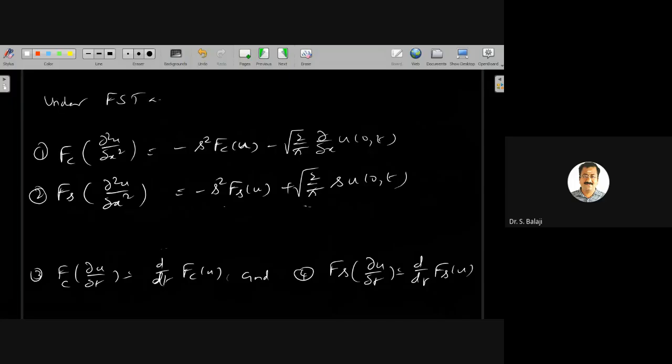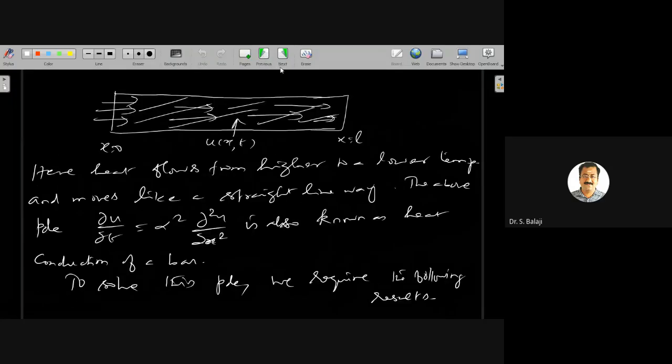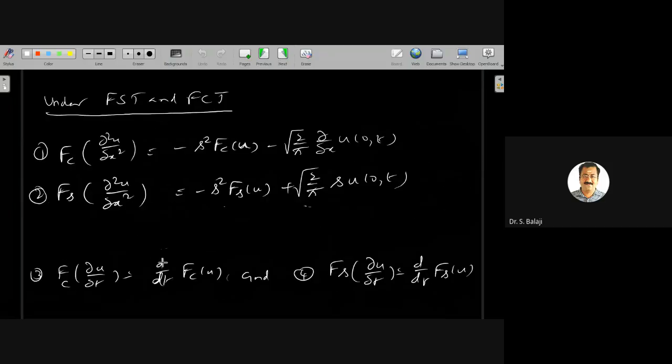Under the Fourier sine transform and Fourier cosine transform, that is obviously the infinite Fourier sine and infinite Fourier cosine transform. Similarly, the left side part, F_c of ∂u/∂t. Because Fourier sine or cosine transform means you are going to integrate with respect to x, and the function is u of x comma t, therefore you take ∂/∂t outside of the integration, then it will be d/dt of F_c of u.